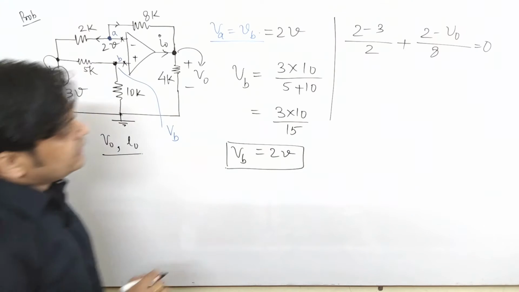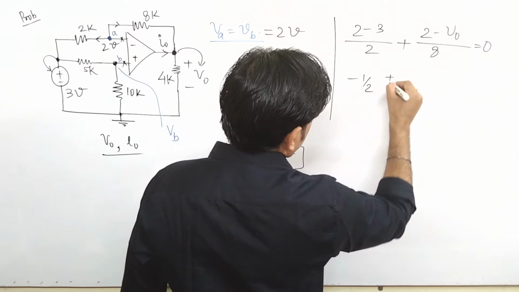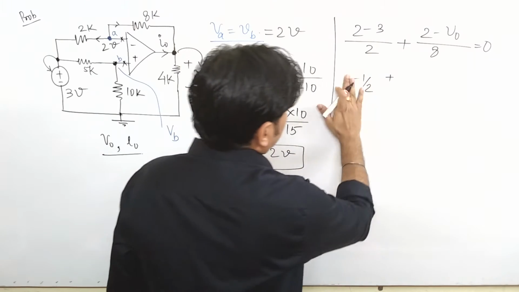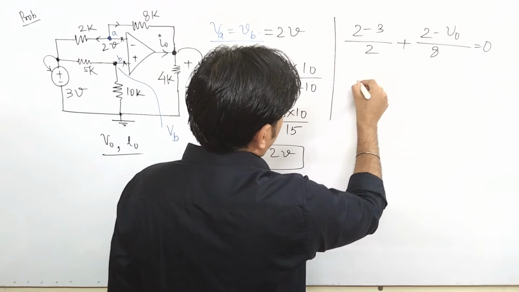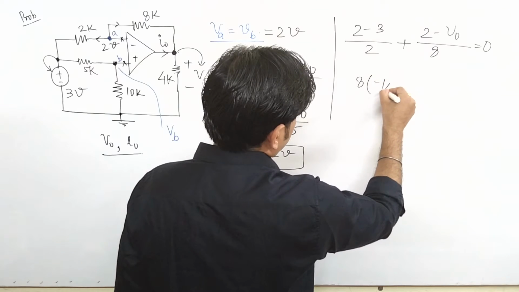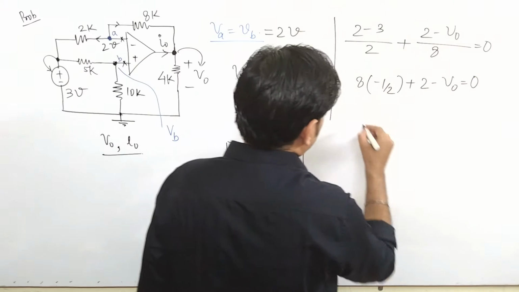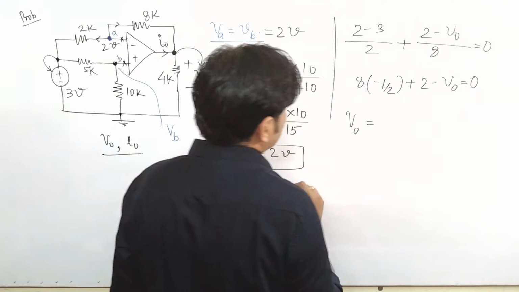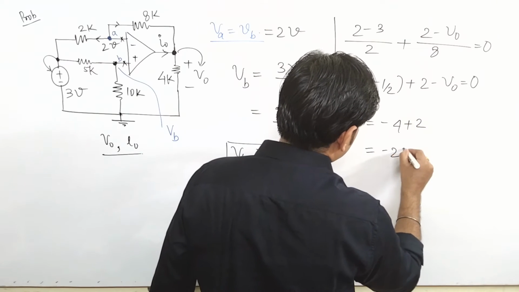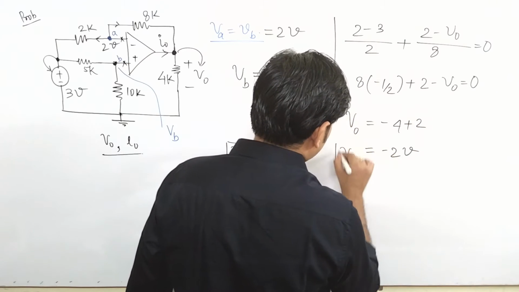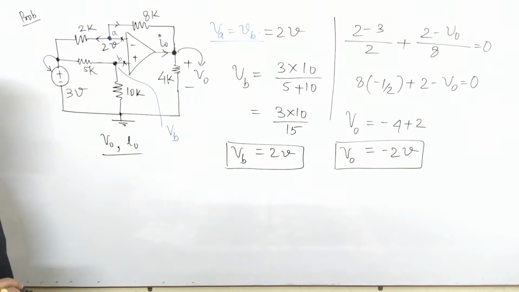Okay, so now can you find this value? Yes, it is minus 1 by 2 plus (2 minus V0) by 8, or what you will do, just multiply by 8. So that comes to be 8 into minus 1 by 2 plus 2 minus V0 is equal to 0, or you can say V0 is equal to how much? Minus 4 plus 2, so that comes to be minus 2 volt. So this is the value of V0.